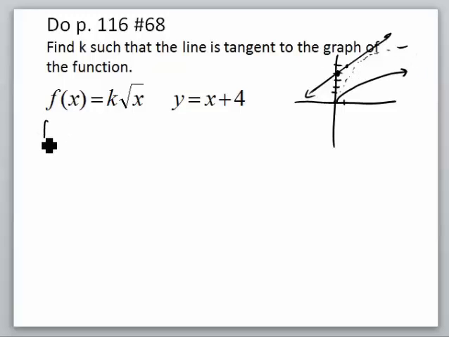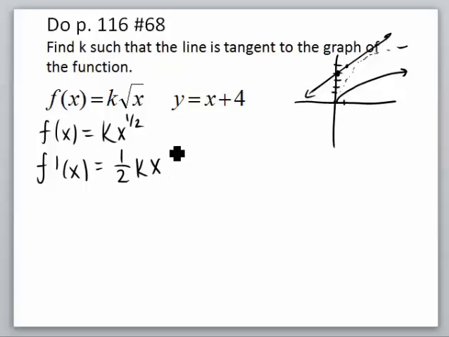So the first thing I'm going to do is rewrite this part so I can take the derivative of it, because I want to know, where is there a tangent line along this curve where it will match up with this line. So I need the derivative. That'd be 1/2 k x to the negative 1/2. So really, my derivative is equal to k over 2 square root of x.